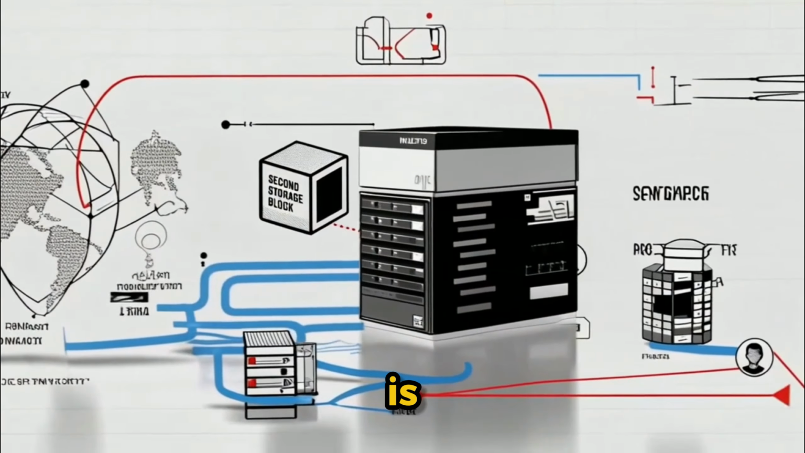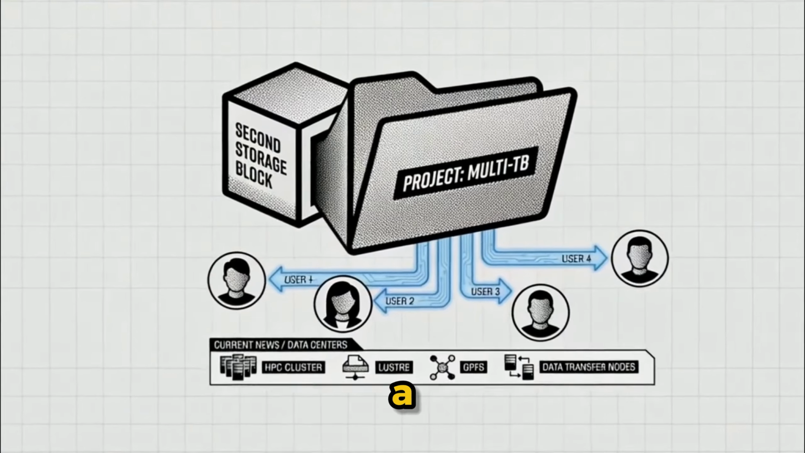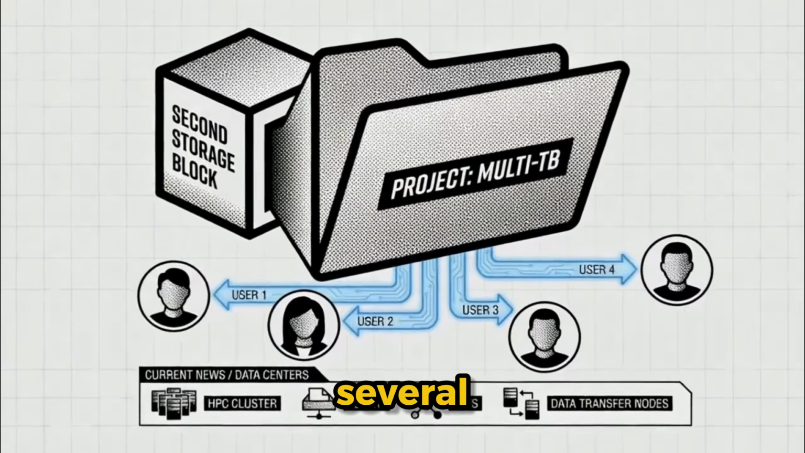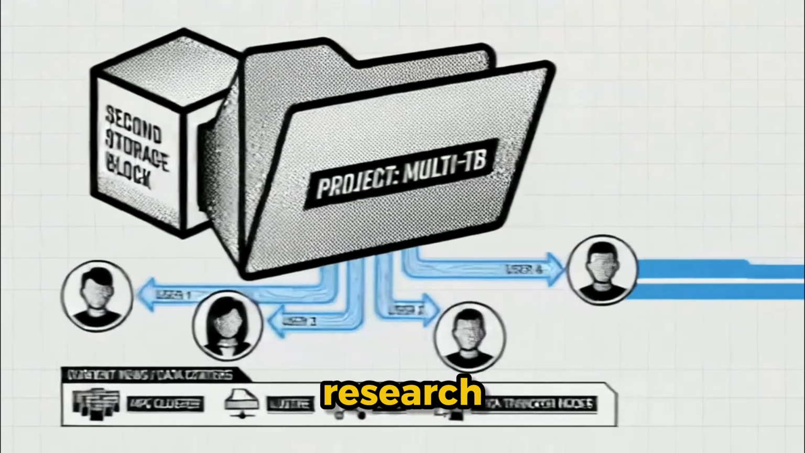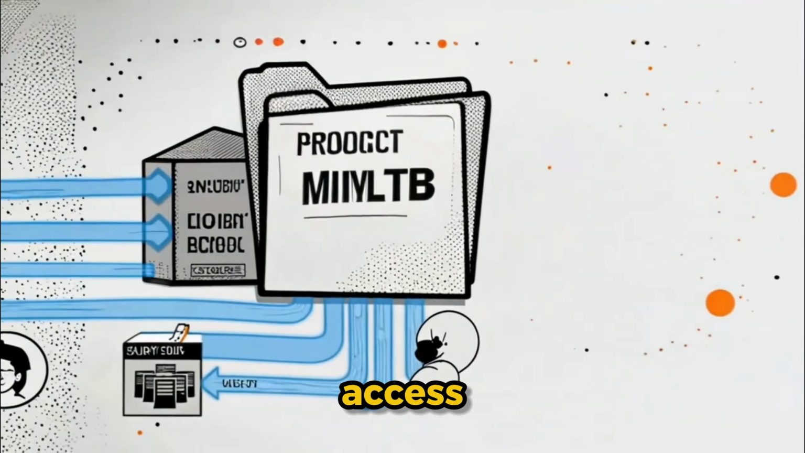The second is the project or group allocation. This is a shared file system with a larger quota, sometimes several terabytes, allocated to a research group or project. Long-term data that multiple team members need to access lives here.